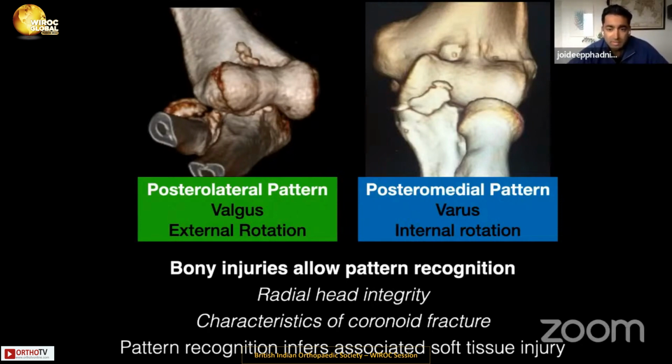And discerning which of these injuries has happened can be performed by looking at the bony injuries that have occurred, with particular reference to the pattern of coronoid fracture, the shape and position, and whether the radial head is fractured or intact. And the pattern recognition will then infer which associated soft tissue injuries are present and need to be repaired.